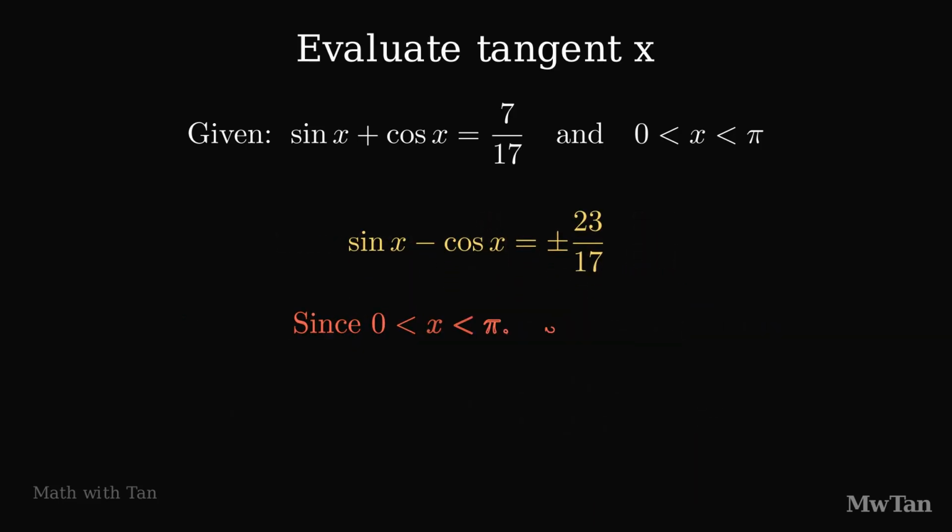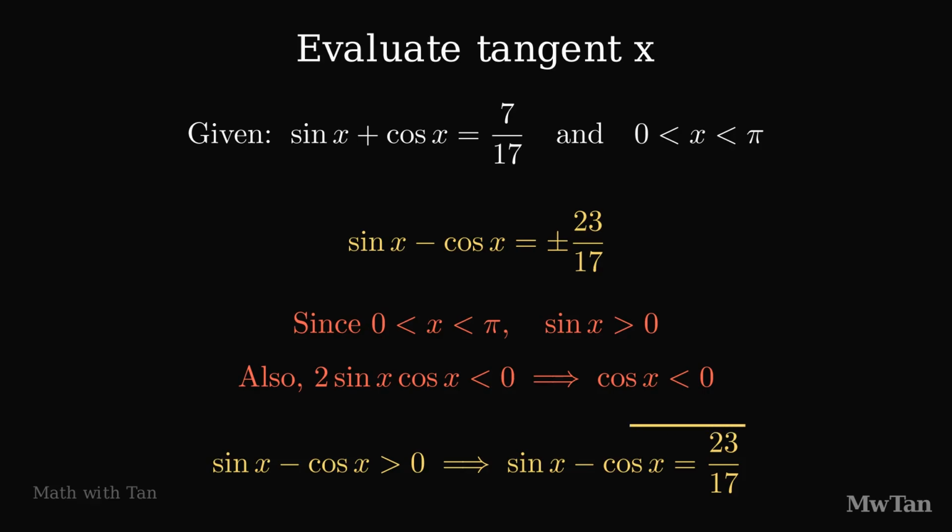We must look at our domain. Since x is strictly between 0 and pi, sine x is positive. And because the product of sine and cosine is negative, cosine x must be negative. A positive minus a negative yields a positive. Therefore, we select the positive root, 23 over 17.